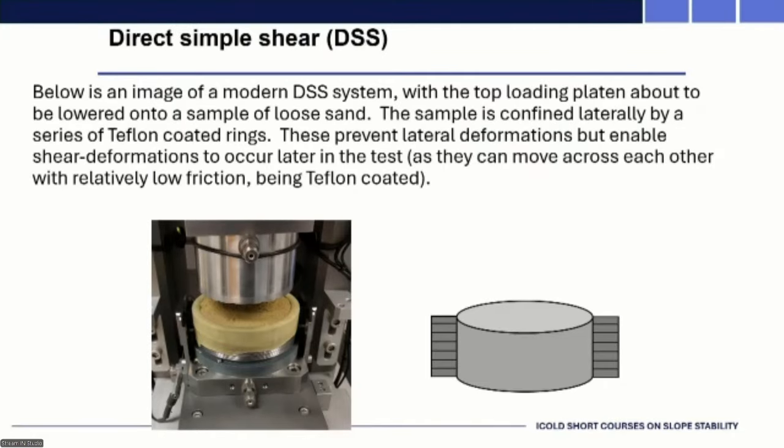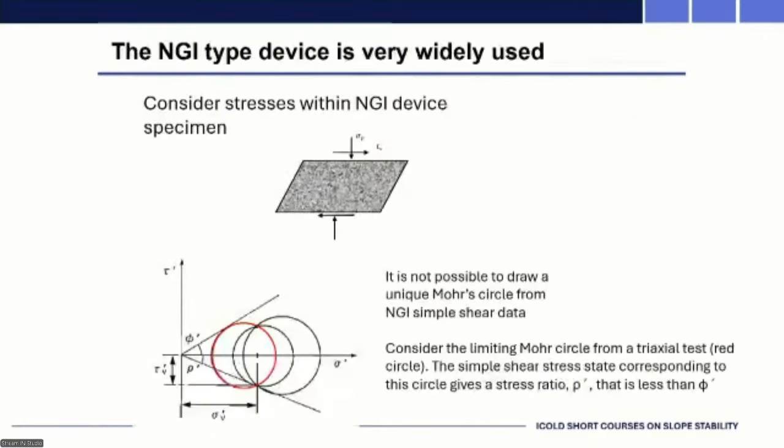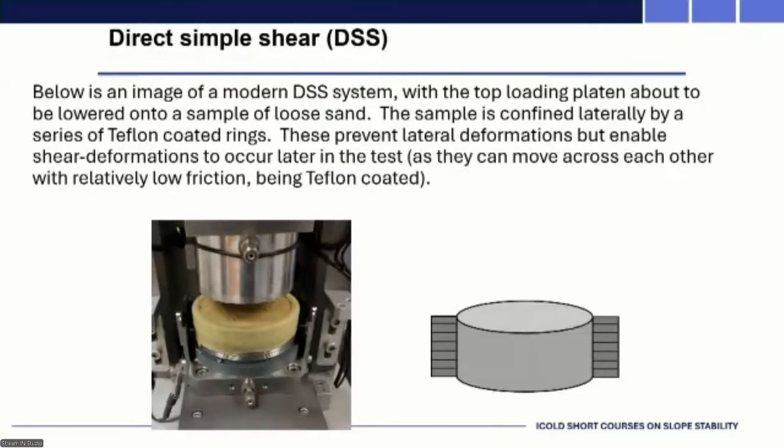In this particular device, it's confined laterally by a stack of rings that are Teflon coated, and that initially prevent lateral deformations, but they allow this kind of shear deformation. So a bit like trying to get that kind of distortion effect. So these Teflon rings slide over one another because they've got relatively low friction. So what you can do in this device is consolidate it under K0 conditions. That's called a zero bias test, and then you can shear it.